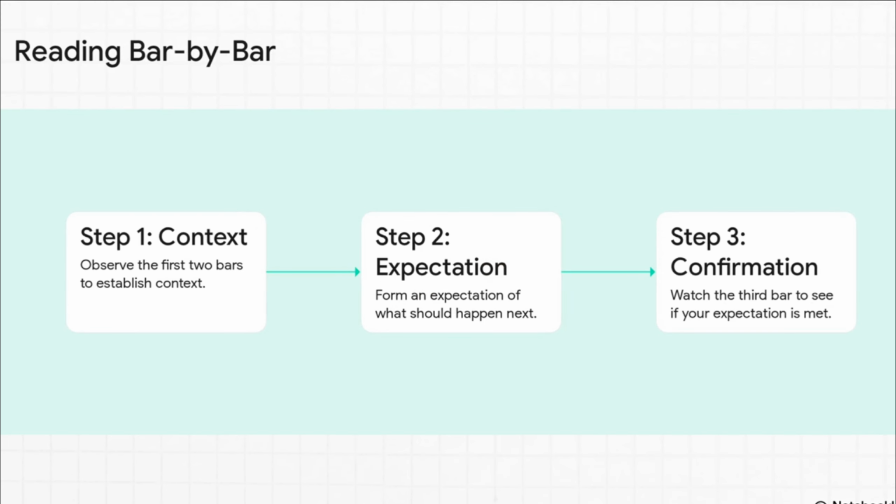So you can think of it as a really simple three-step process for reading any chart, bar by bar. First, you look at the first two bars to get your bearings, to understand the context. Second, based on that context, you form a simple expectation of what might happen next. And third, you just watch that next bar to see if the market agrees with you or not.